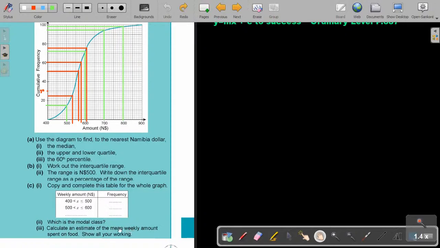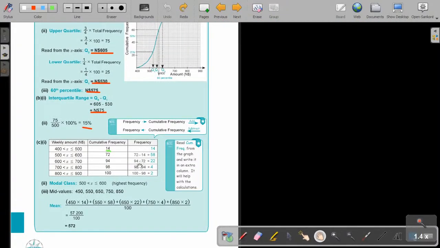Calculate an estimate of the mean. Can you remember? Estimate the mean. First, I have to find the mid values. Can you remember how we did that? We add the 2 and divide by 2. So what will that be? Let's rather take red. First find your mid values. Add up, divide by 2, 550. Add up, divide by 2, 650. Add up, divide by 2, 750. Add up, divide by 2, 850.